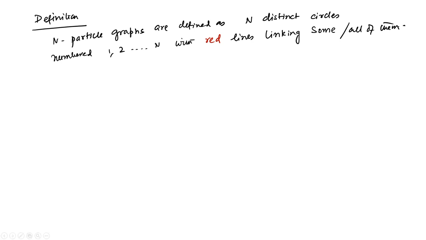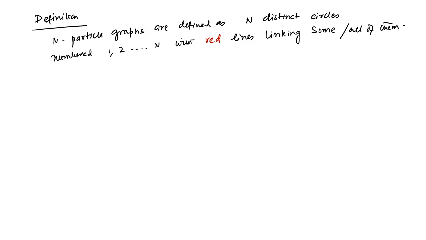Z_n is a sum over all possible clusters, and while doing so you have to keep in mind that a two particle or a three particle cluster like this are all distinct, and they have to be counted separately.